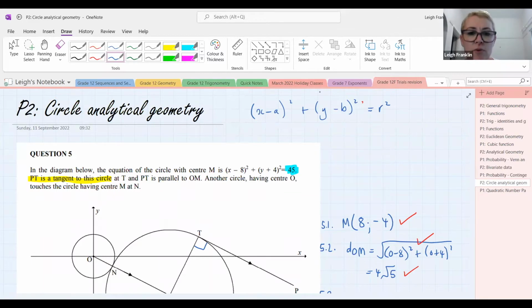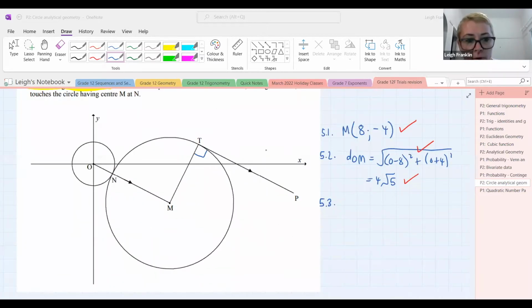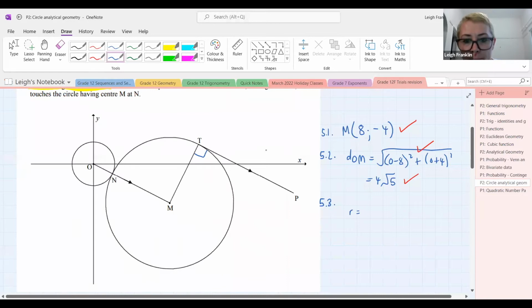So when they give you the equation of a circle in this form, the number on the right-hand side is going to be the radius squared, sorry, not the square root of the radius. So in other words, 45 is r squared. You can see from the diagram that r is NM. That's for the big circle.